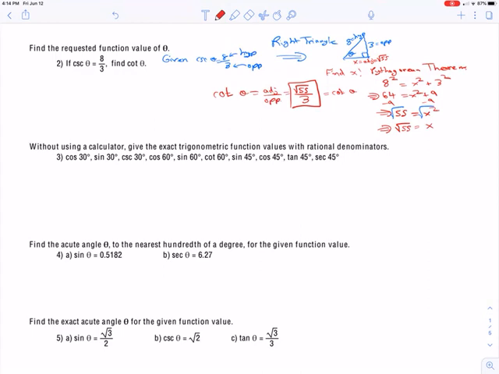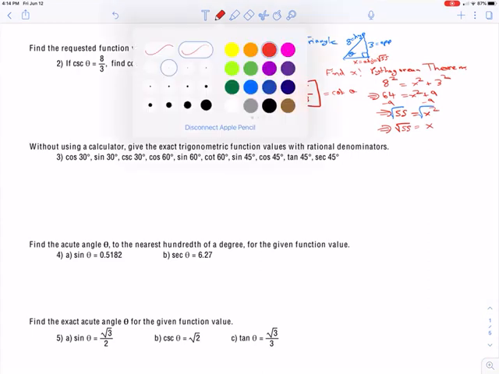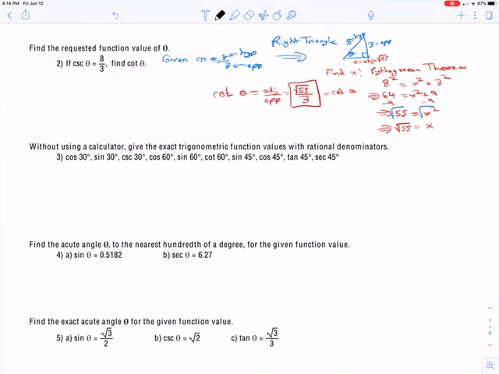Problem 3. Without using a calculator, give the exact trig function values with rational denominators. So make sure you rationalize any roots in denominators. Now these are all special angles: 30, 60, 45. Our special angles come into play. So yeah, we do not need a calculator.